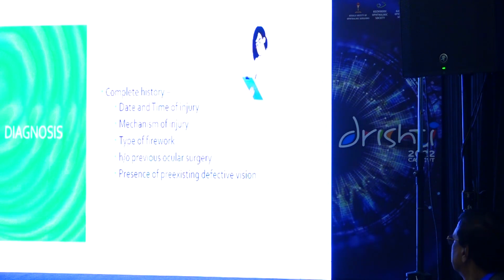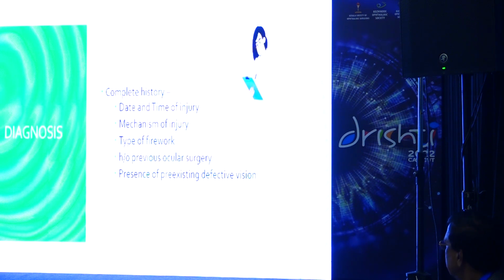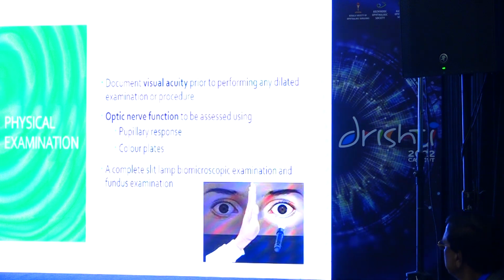And now coming on to diagnosis, you have to take a complete history, which includes date and time of injury, mechanism of injury, type of fireworks, history of previous ocular surgery, and presence of pre-existing defective vision in the affected eye as well as the other eye. During physical examination, you have to document the visual acuity prior to performing any dilated examination or procedure, which is very important even medico-legally.